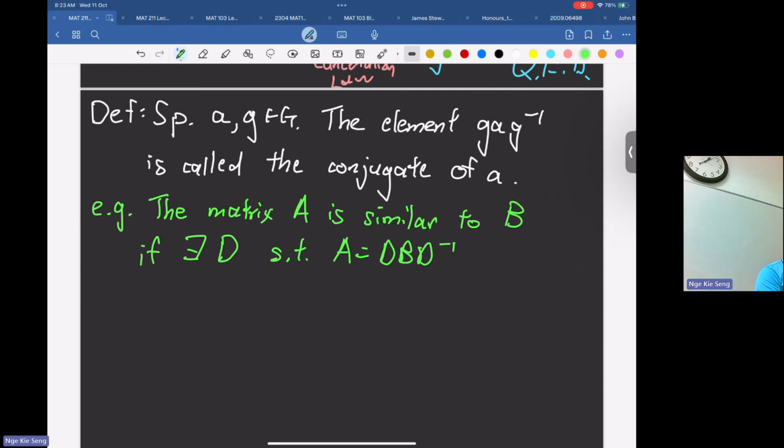And then next definition. So you remember how useful is this conjugation in linear algebra? What's the use of conjugation? If you take the product of two conjugates together, it is still a conjugate.